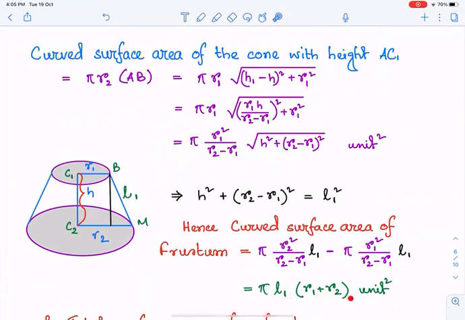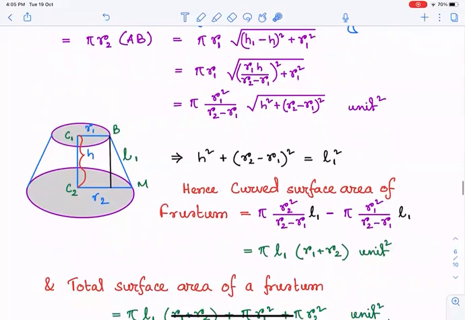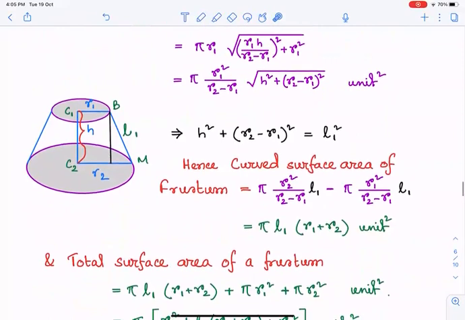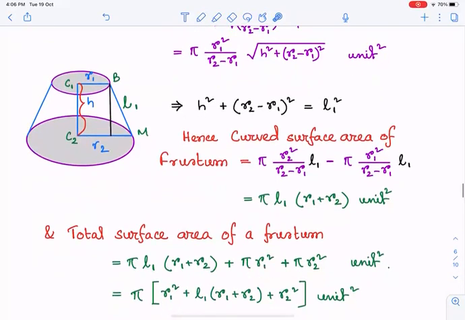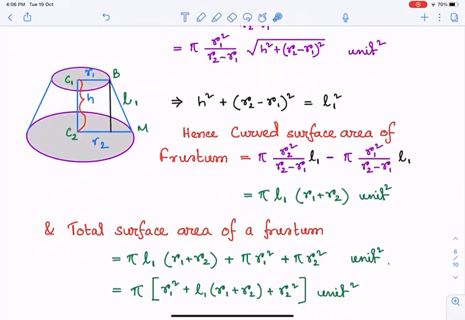So the curved surface area for the frustum is pi L1, where L1 is the slant height of the frustum, into the sum of the radii of the circular surfaces, and hence the total surface area of the frustum will be this curved surface area added to this circular surface area and this circular surface area. So when we have added pi r1 square and pi r2 square along with the curved surface area, that gives us the total surface area for a frustum.